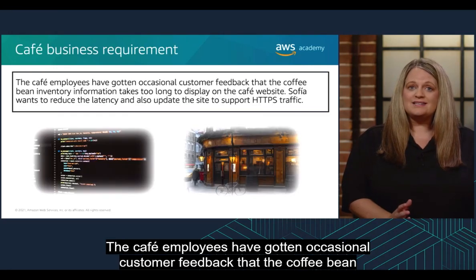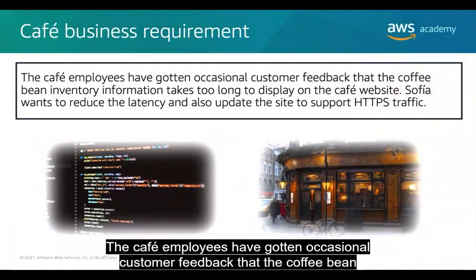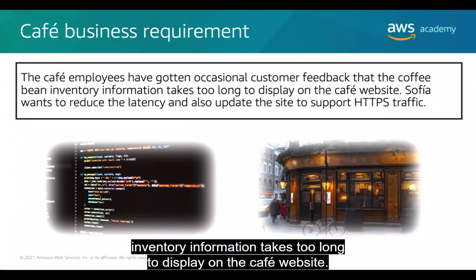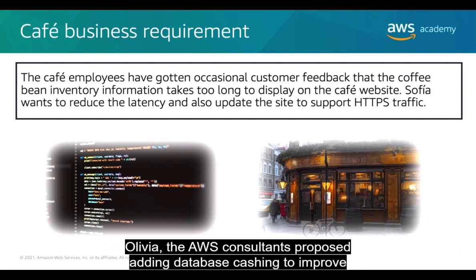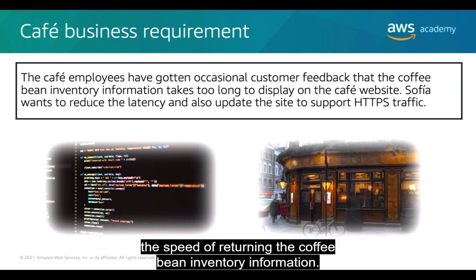The cafe employees have gotten occasional customer feedback that the coffee bean inventory information takes too long to display on the cafe website. Sophia wants to reduce the latency and also update the site to support HTTPS traffic. Olivia, the AWS consultant, proposed adding database caching to improve the speed of returning the coffee bean inventory information.